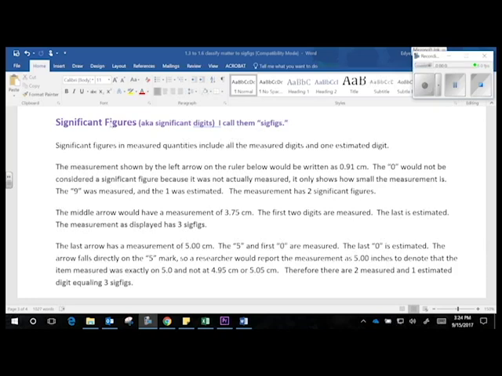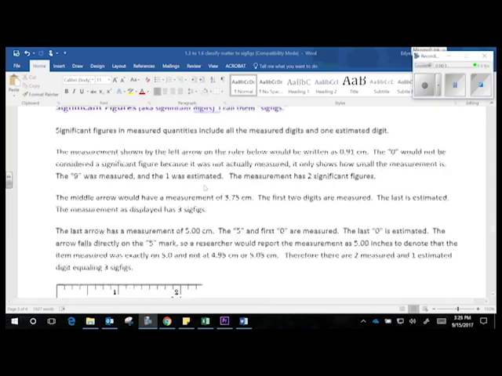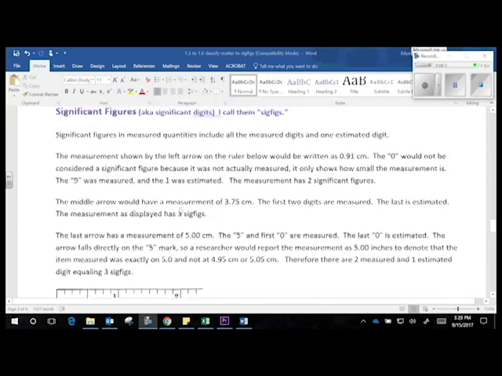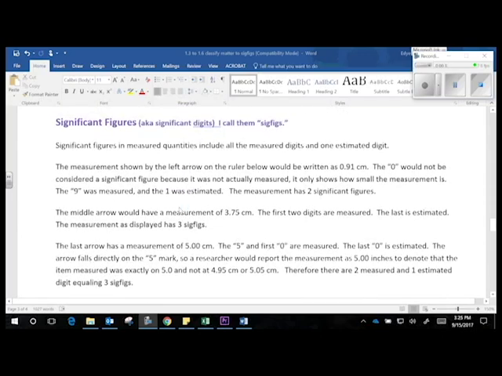So we're going to talk about significant figures, aka significant digits, or sig figs as I call them. We're going to look at this ruler right here, and we're going to talk about sig figs and how they work. They're always about measurements, and they include the measured digits and one estimated digit.